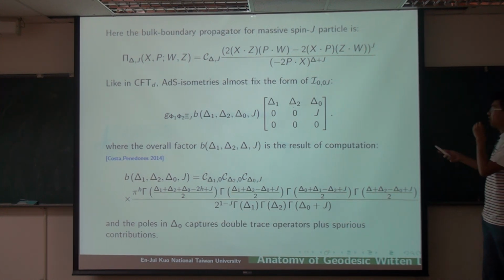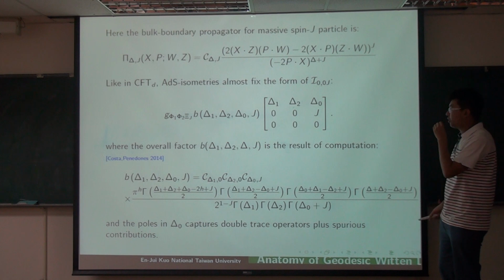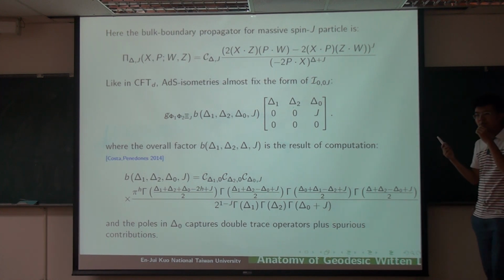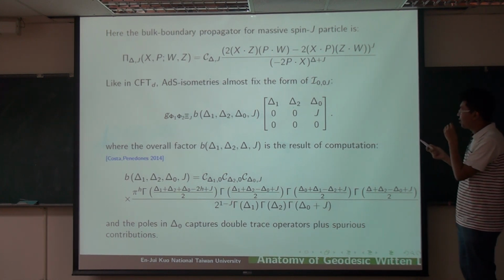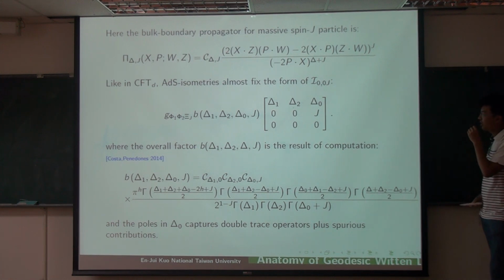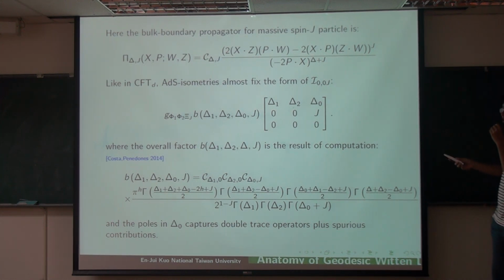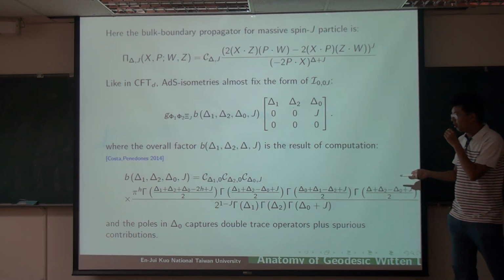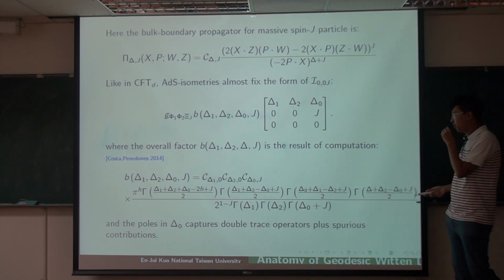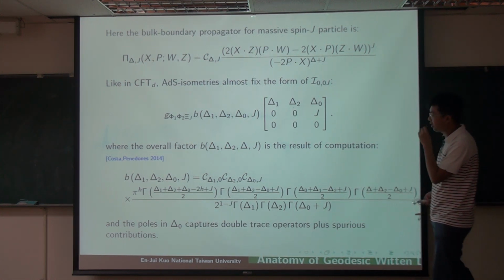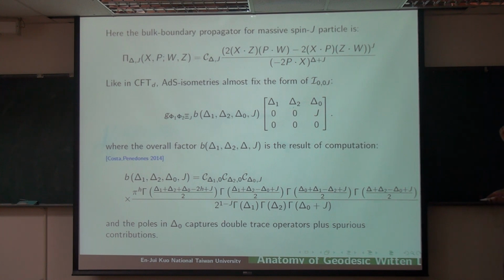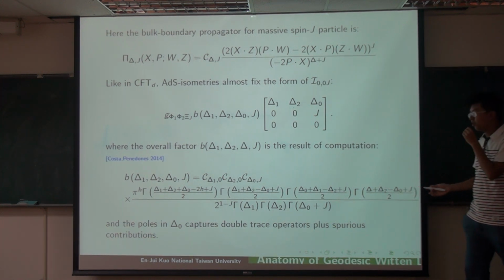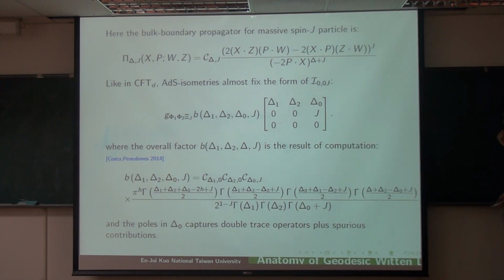So the result is we can see we use the AdS isometry to fix the 3-point functions into these conformal blocks. So we already know the answer, but the ingredient we need to compute is this B factor. This B factor contains many gamma functions, but the poles of the gamma functions will capture the physical double trace and single trace.